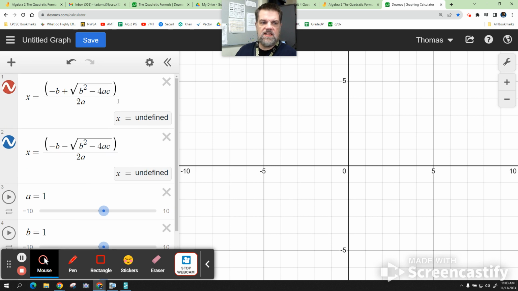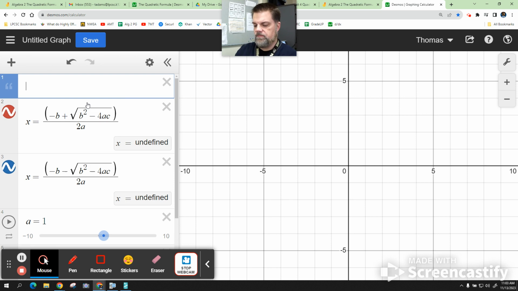Now, when it says A, B, C, we should probably note, so click on this plus sign. Let's make a little note, and the note is must be AX caret 2 plus BX plus C equals 0. In other words, in order to do this formula, we've got to solve our original equation for 0. Okay? We got to do that. And then from there, we can plug in our A, B, and C. All right? So that's what we did here.